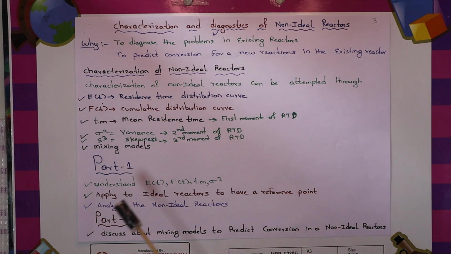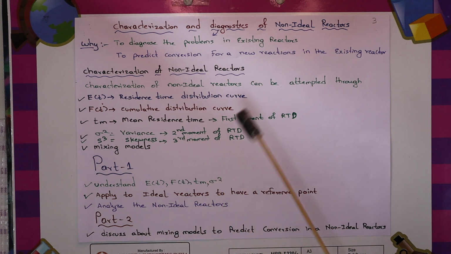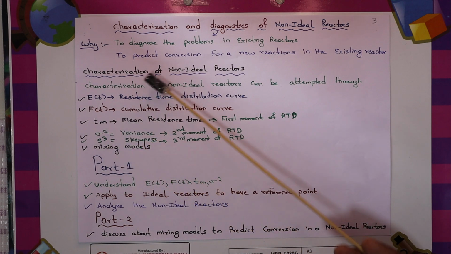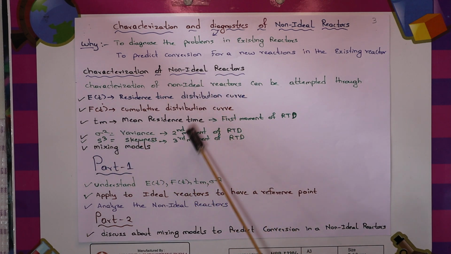To identify the extent of non-ideality in the reactor, we need certain things that will help us. The first is the residence time distribution curve. Second is the cumulative distribution curve. Third are the mean residence time of molecules, the variance, and the skewness. If we do the tracer curve experiment, we can find out these parameters, and through them we can identify the non-ideality and its extent in the non-ideal reactor.